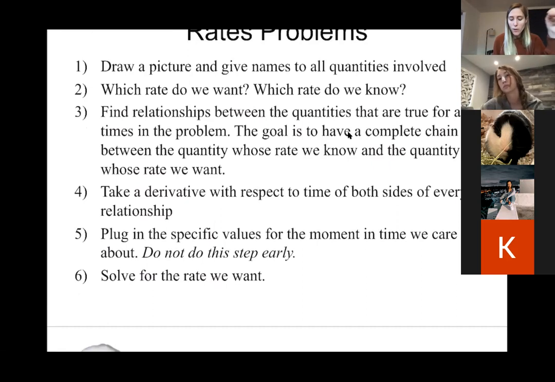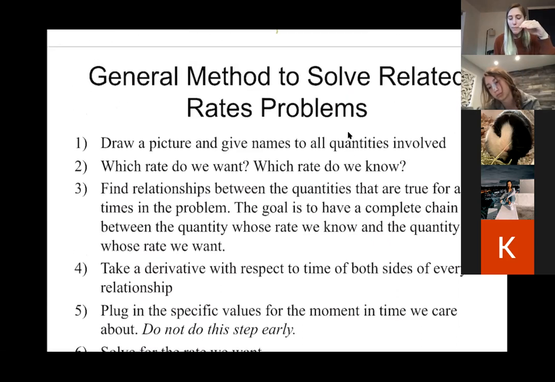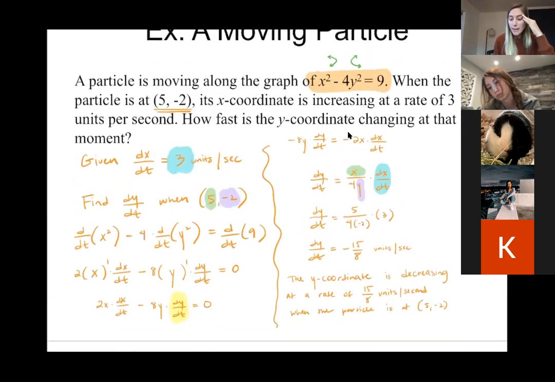So step 4, we're taking the derivative with respect to time. Step 5, you're plugging in values for the moment in time that we care about. Up here, notice I didn't plug in the 5 and the -2, well, we couldn't plug in the 3 until we differentiated. But I didn't plug in any values until the end.